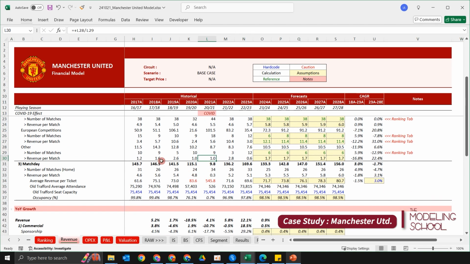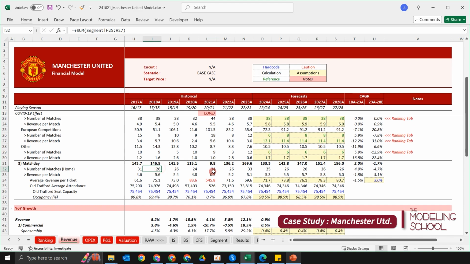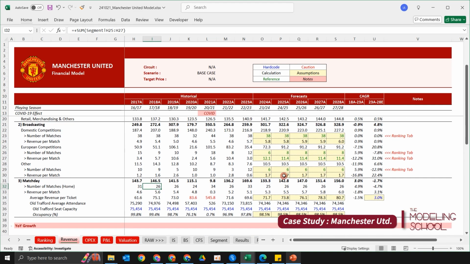Then lastly, we do also have match day revenue. So this is simply revenue from tickets. And we can only recognize ticket revenue from home games, so games that are actually played in Old Trafford. And again, the number of matches differs year by year, mostly because of the number of European competition games that they play, or also the FA Cup and the other cups, which also have an elimination component. So this varies year by year.